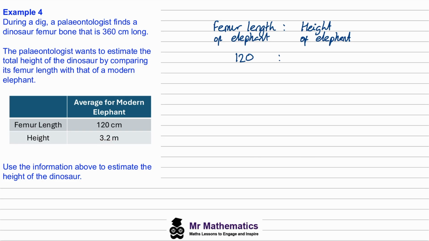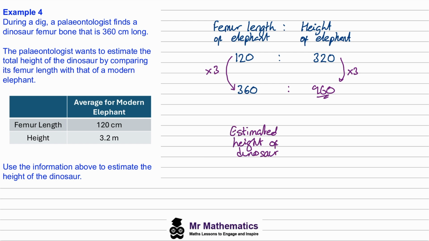But I'm going to write this in centimeters as well. We'll multiply it by 100 and we'll get 320. Now we're told that the dinosaur femur bone is 360 centimeters long. So I'll write this here. And we need to work out the approximate height of the dinosaur. So we can scale this by multiplying it by 3. So 120 times 3 will give us 360. We'll do the same on this side. And this will give us 960. So the estimated height of a dinosaur will be approximately 9.6 meters.